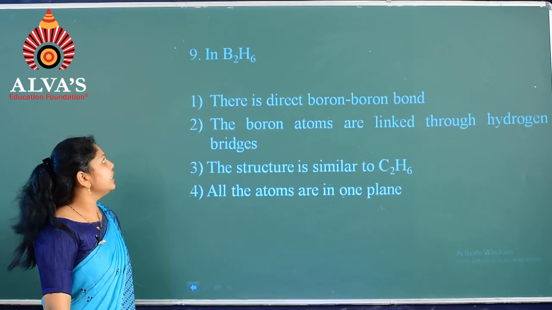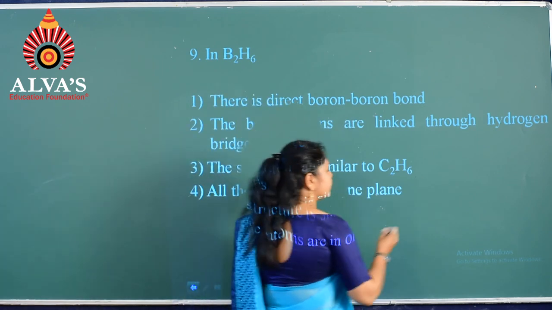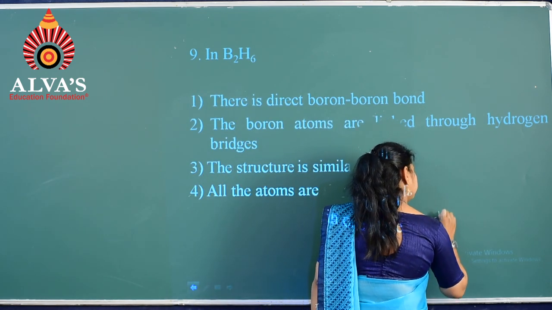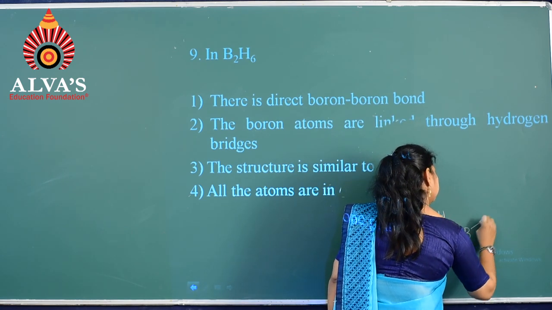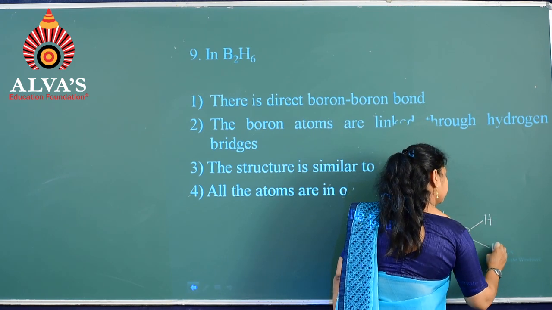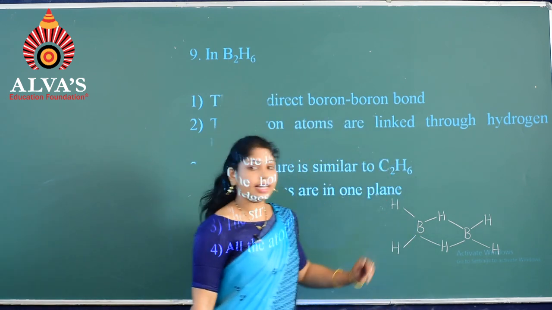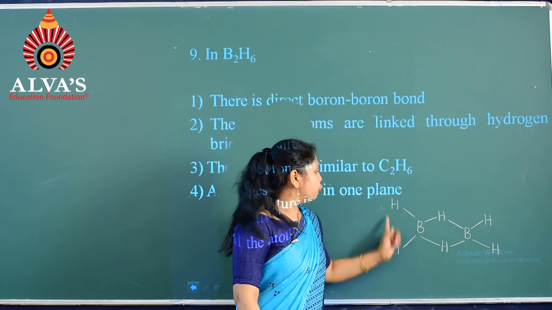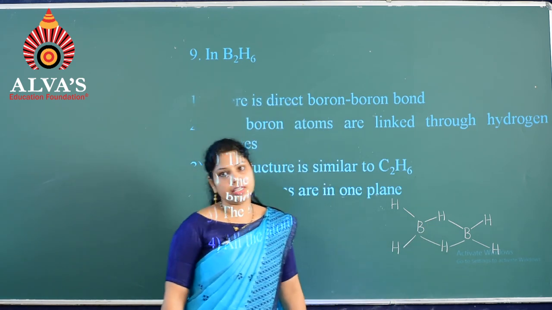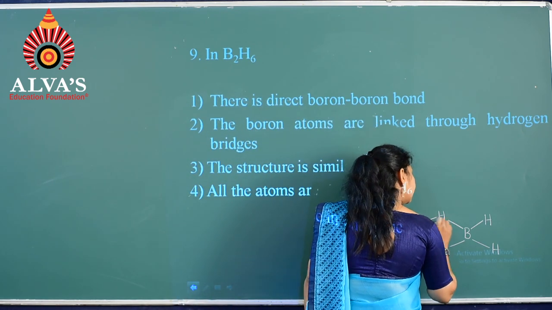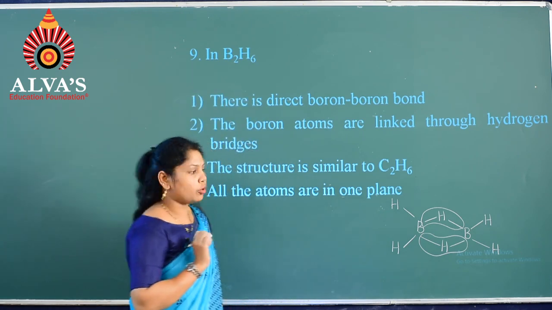Question number 9. In diborane, all the options are related to the structure of diborane. So, we will write the structure of diborane. In diborane, the 2 boron atoms and 4 terminal hydrogen atoms are in the plane, whereas the 2 other hydrogen atoms are out of the plane, and these are 3-centered 2 electron bonds, also called banana bonds. So, we will go for the options now.